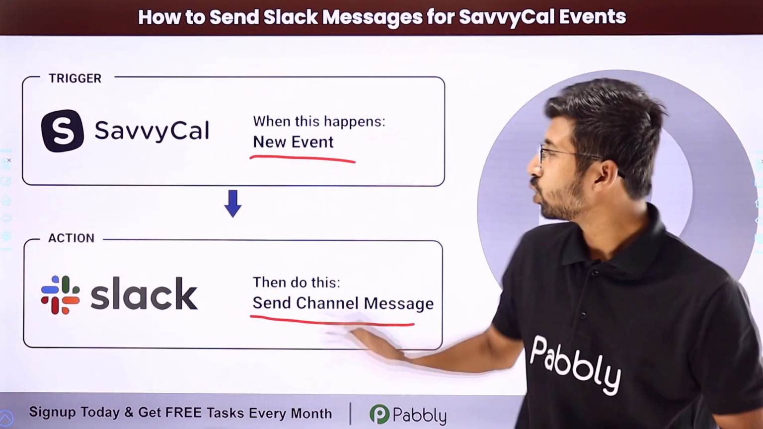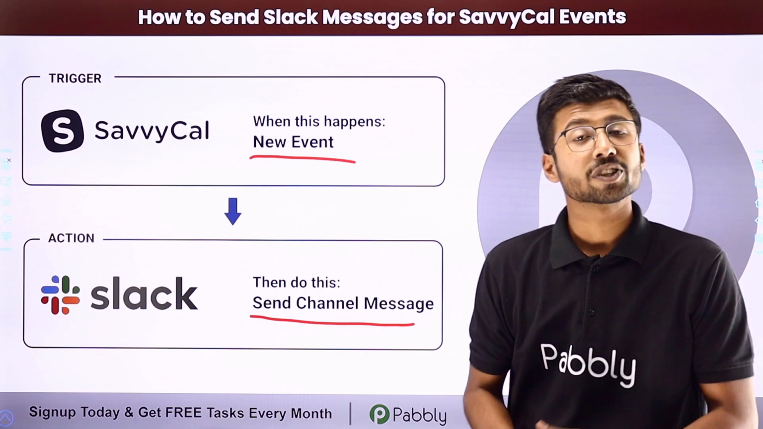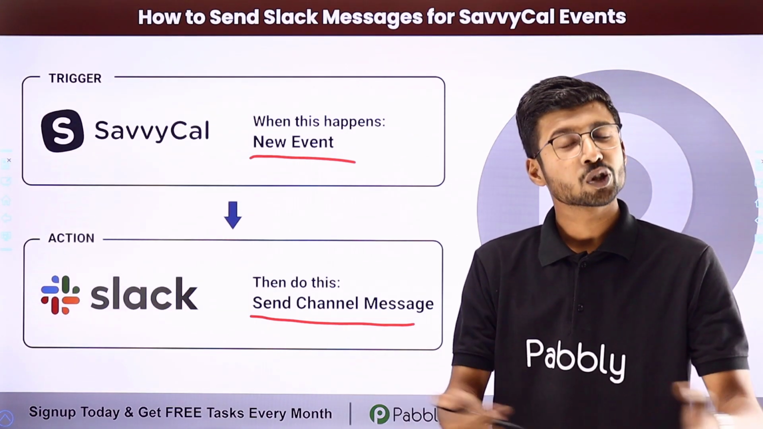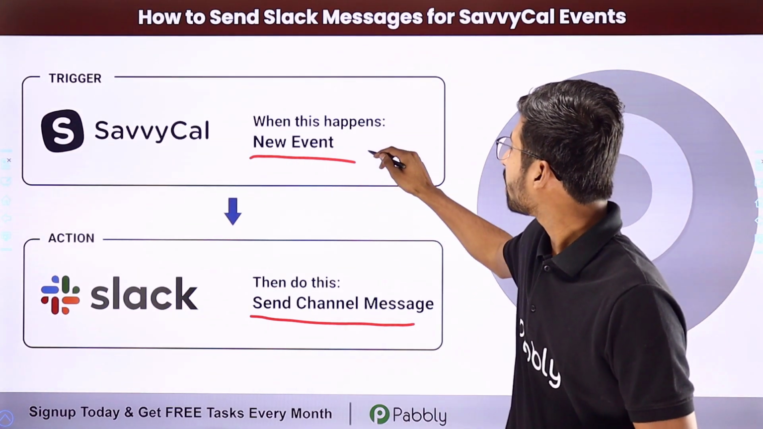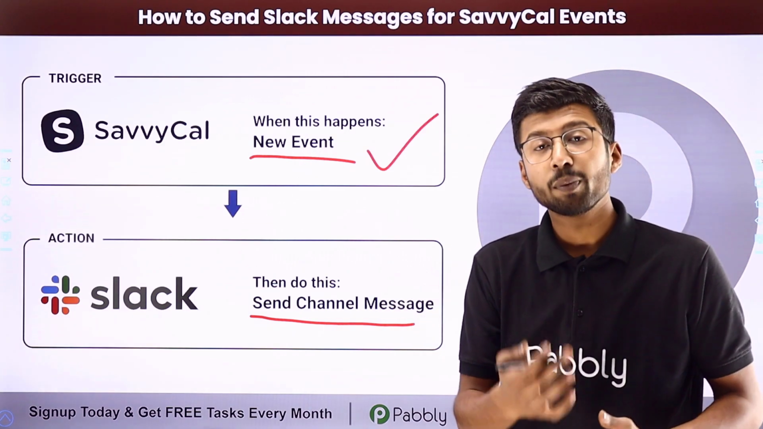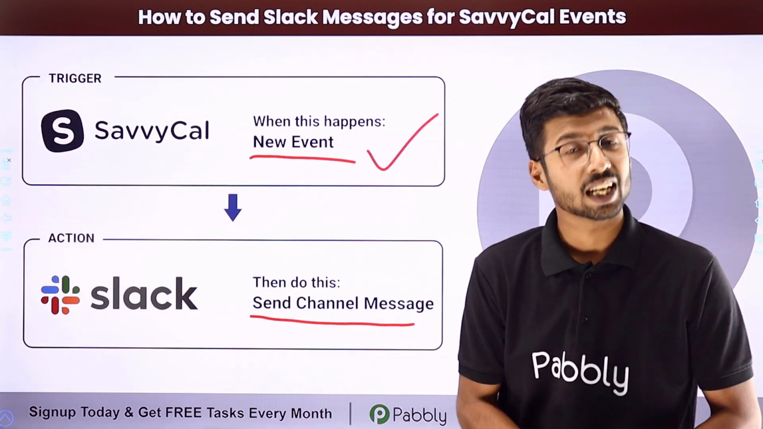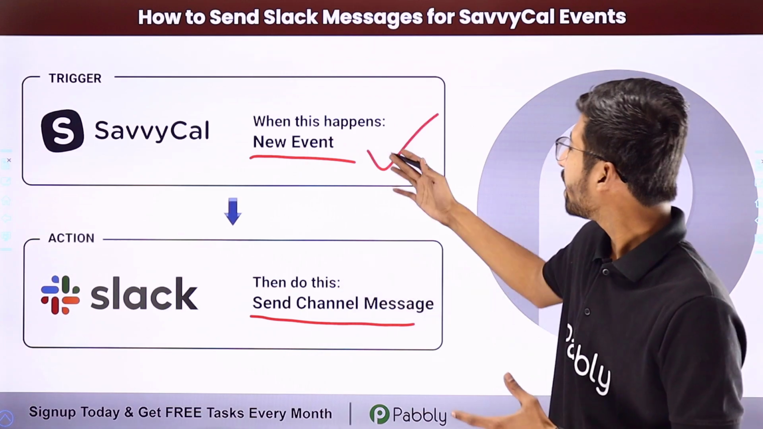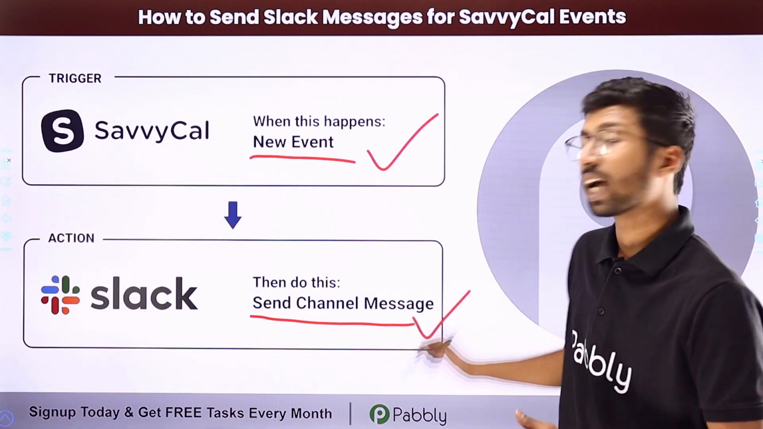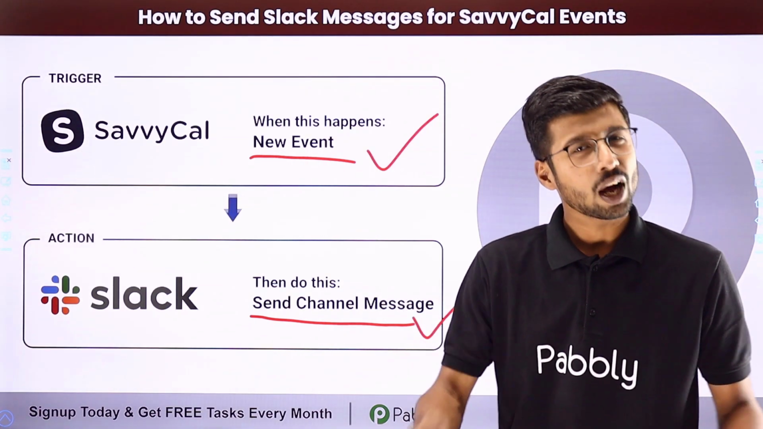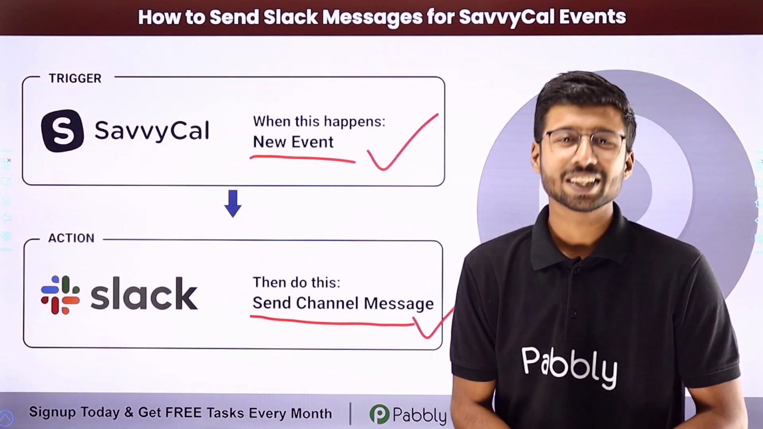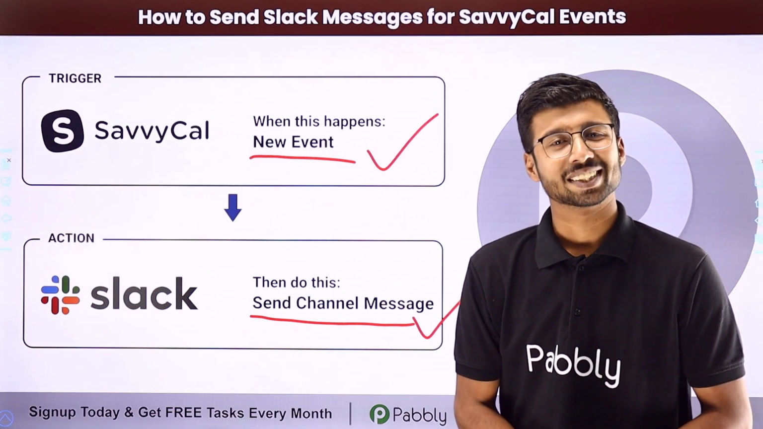Now guys, let me tell you, you can completely automate this process of updating your team members. So the trigger of this automation will be receiving a new event, or a new appointment booking being scheduled in SavvyCal. And the action will be adding those new event details into our Slack channel as a channel message. Now how can you set up this automation? To know this, you have to come with me to my screen.